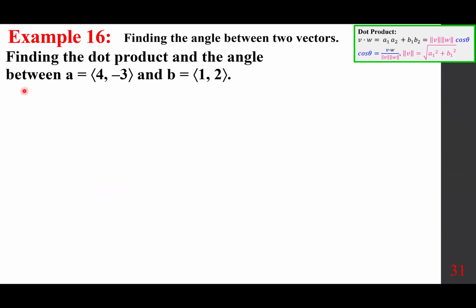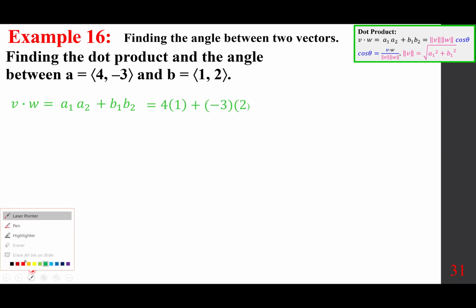Finding the dot product and the angle between these two vectors. So the dot product is very simple, right? A1 times B1 plus A2 times B2. That means 4 times 1 plus negative 3 times 2, and we get negative 2.